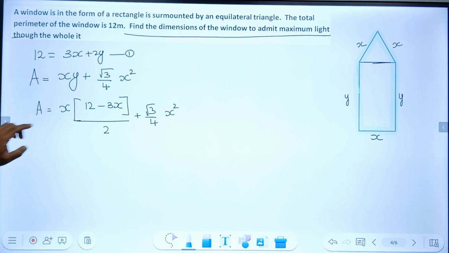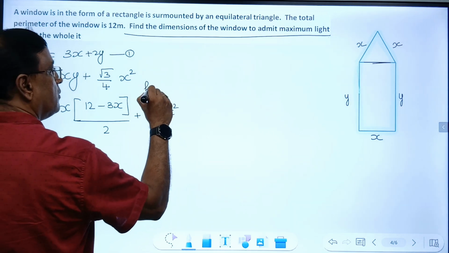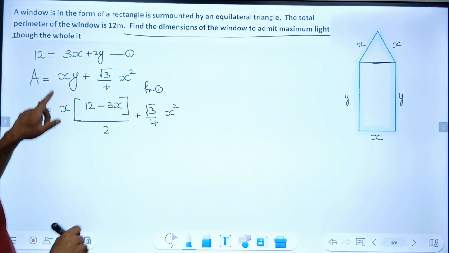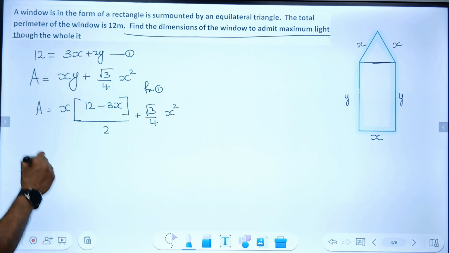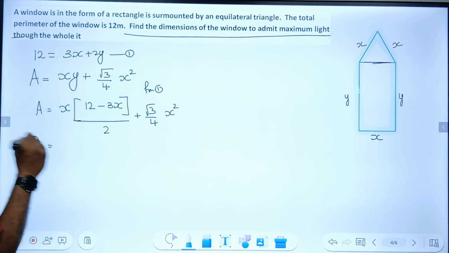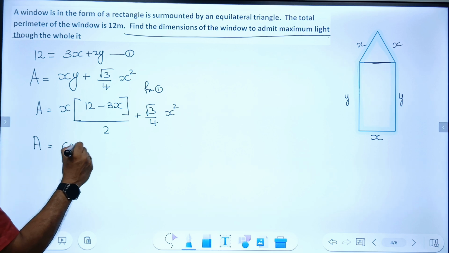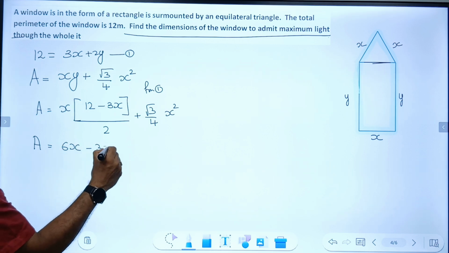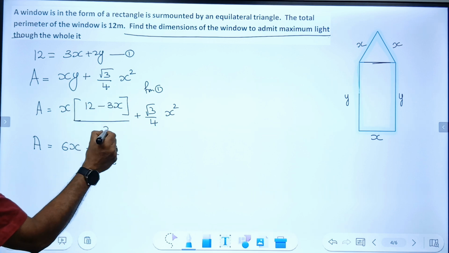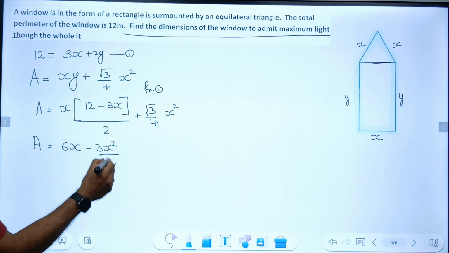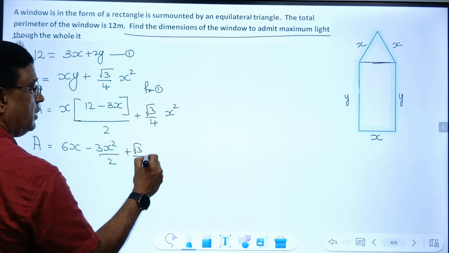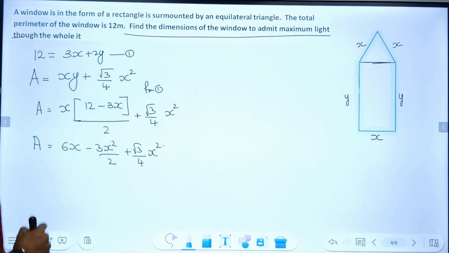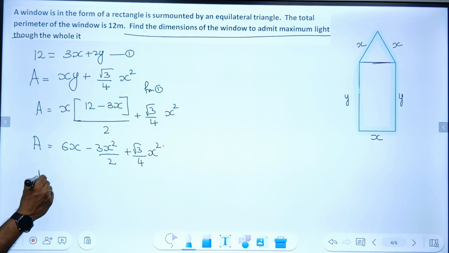See that? This is from 1. In place of y, I put (12 minus 3x) by 2. Now I open the brackets. What do you get? 6x minus 3x square by 2. I'm splitting this 2 also. So 12 by 2 is 6. 3 by 2 x square plus root 3 by 4 x square. It has one variable. Now I can differentiate.